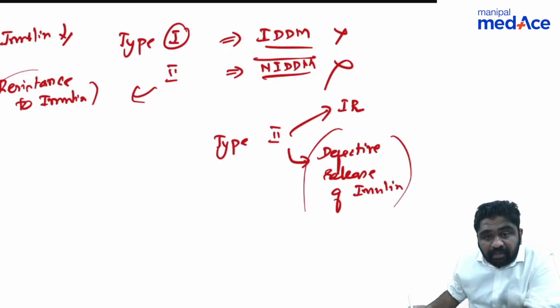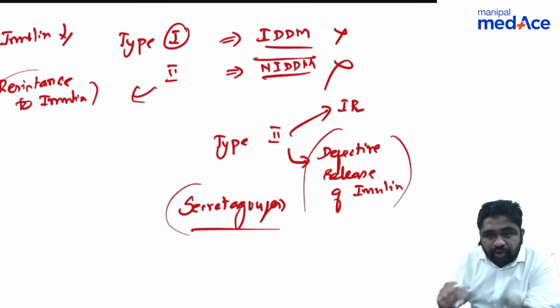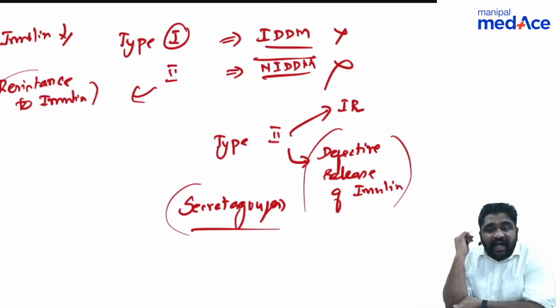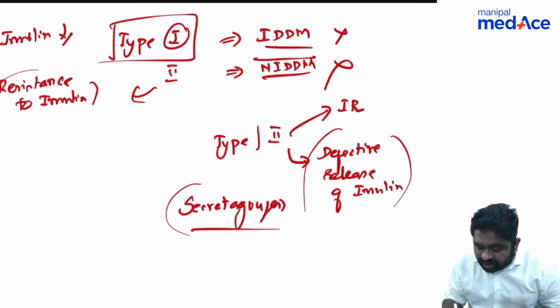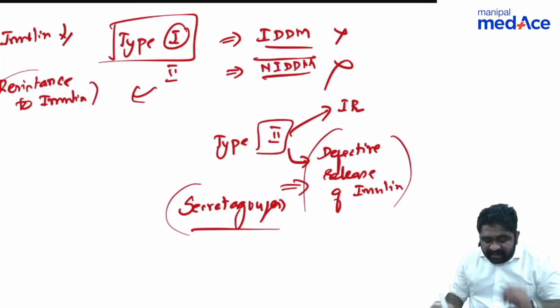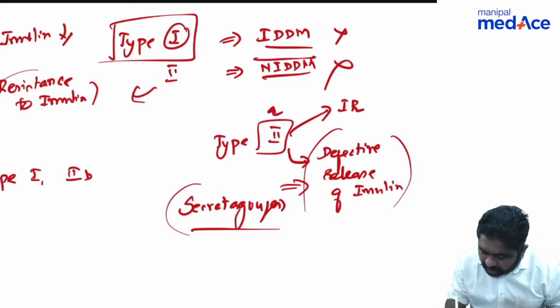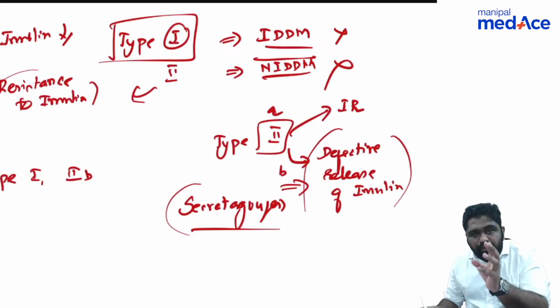Now, when there is a problem with type 2 where there is a defective release of insulin, you will be giving secretagogues like sulfonylureas, which are capable of releasing the insulin from the beta cells of pancreas. Now, how do you differentiate between the absence of insulin in type 1 and in type 2? I'll call this type 2a, and this type 2b.